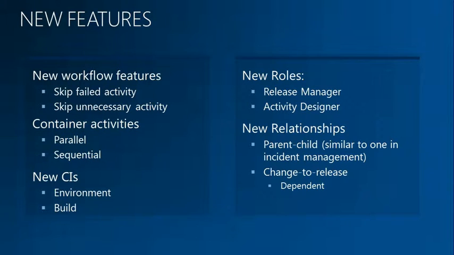And we've also added new relationship types. So these are parent-child. So we have parent-child in incident management, such that you can have a parent incident and child incidents, and then when the parent incident gets resolved, all the child incidents are resolved. Similar to that, we have parent-child for releases and parent-child for changes. And we also have a relationship type that maps a change to a release, and that is called a dependent work item. And I'll show you what that looks like here in the UI in a minute.